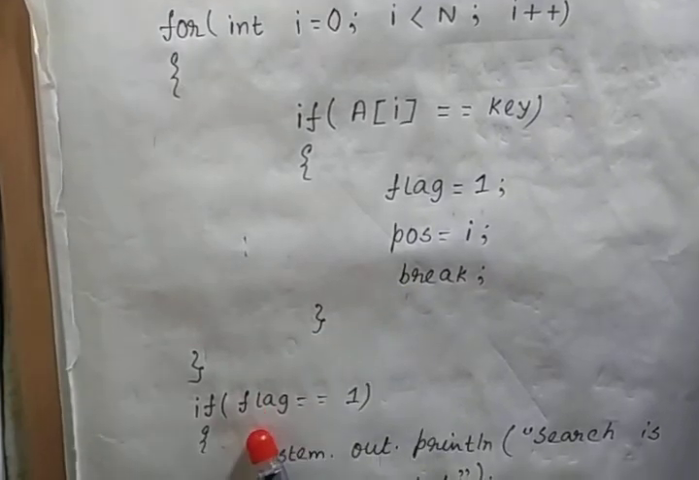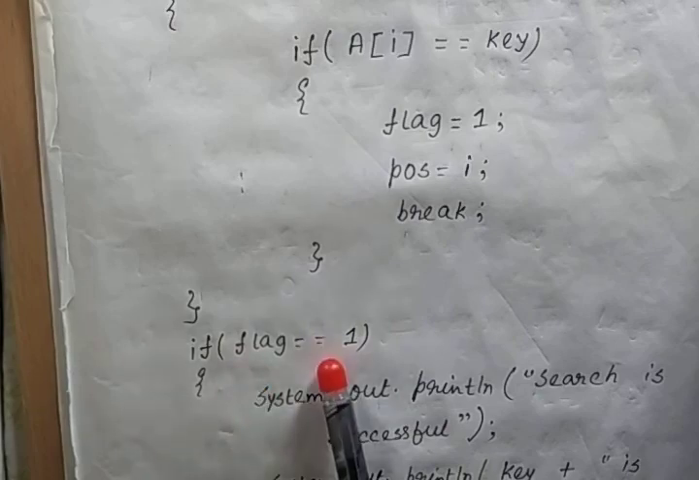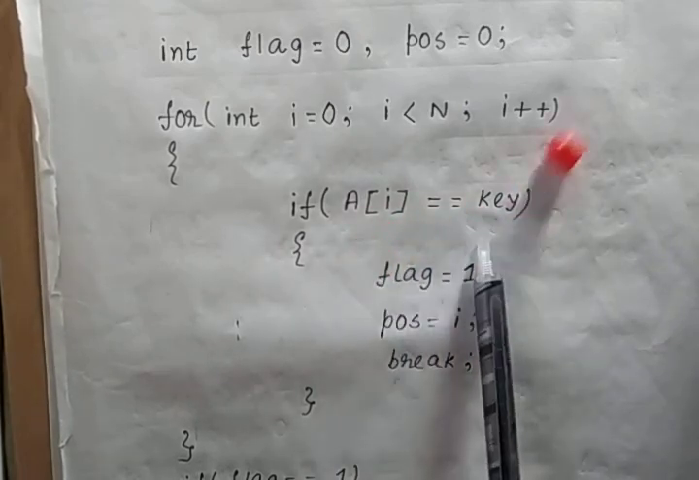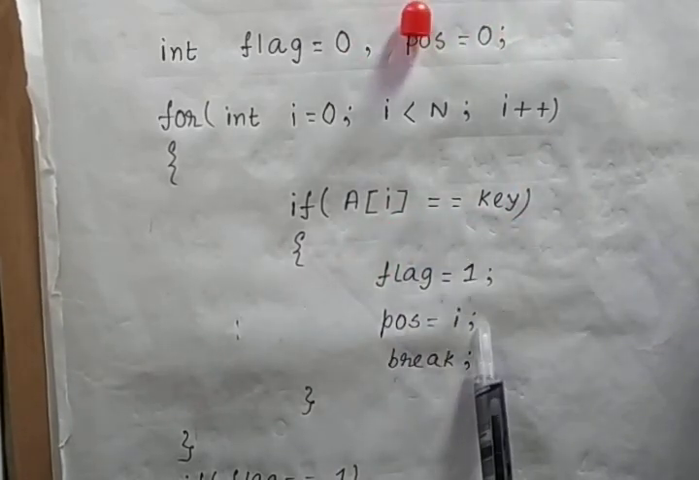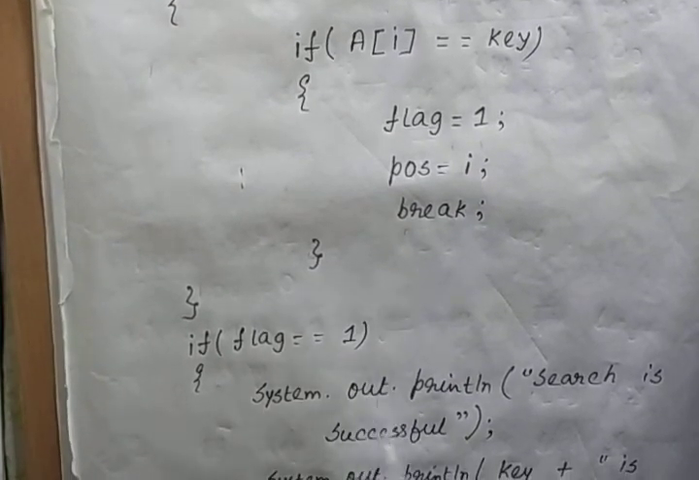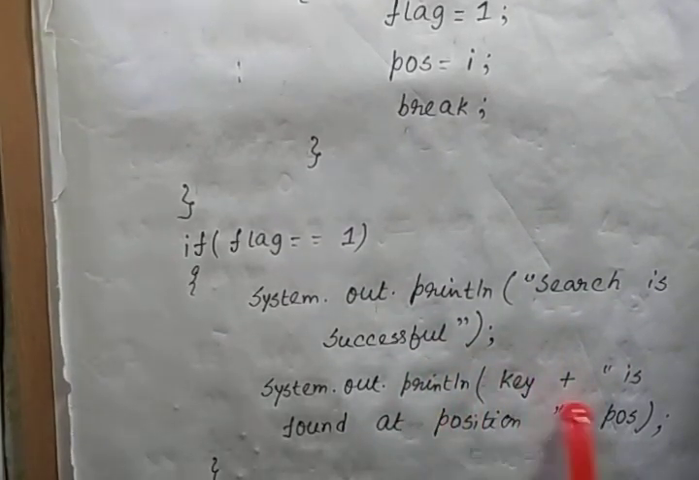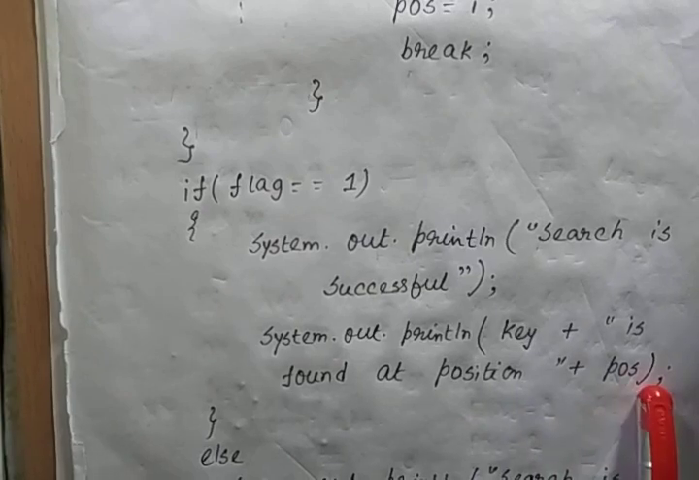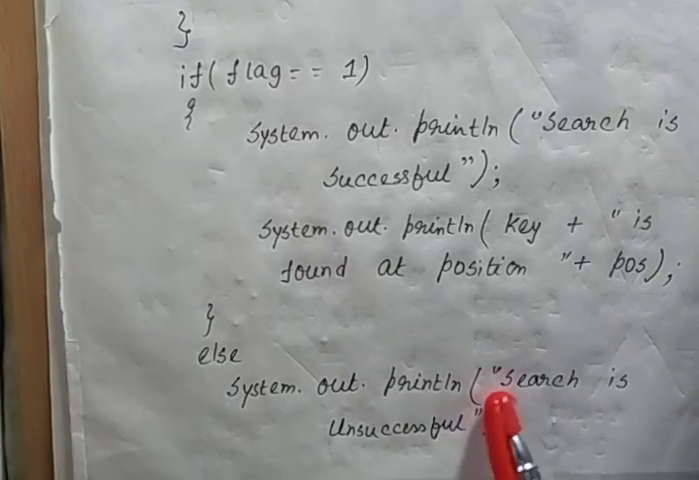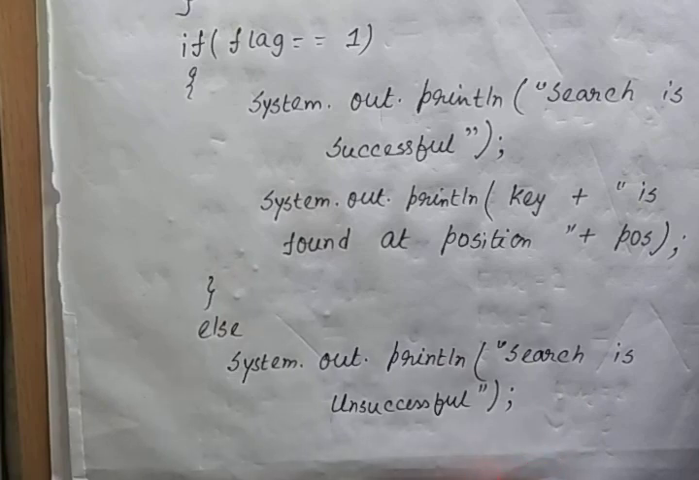After this loop, we simply check what your flag value is. Once the key is found at a particular position and this condition is satisfied, the flag becomes 1, right? So if flag equals 1, then System.out.println that the search is successful and the key is found at position POS. If the flag is not 1, that is the else part, that is the flag remains 0, right? Then the search is unsuccessful. So this is all about linear search.